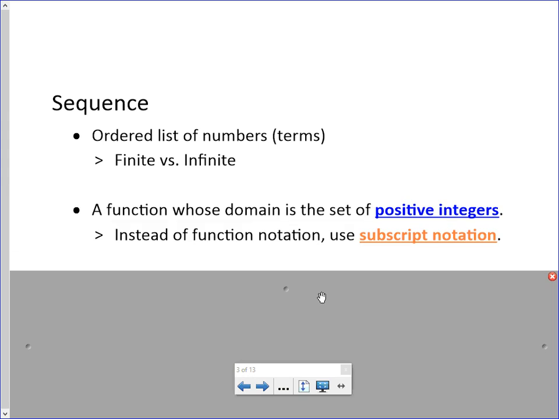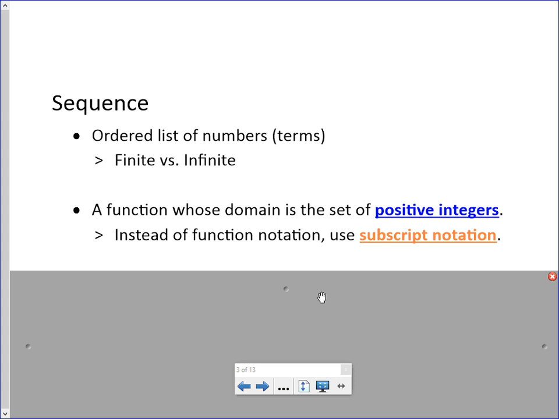Okay, now you're going to fill in some information. We're going to consider a sequence to be a function whose domain is the set of positive integers. And instead of regular function notation, we're going to use something called subscript notation, which fortunately you've seen before in Algebra 2.